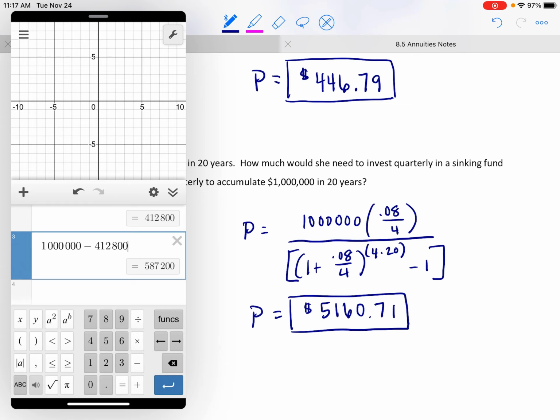Okay? So if you can predetermine a payment amount, then you can end up with some final desired amount that could be calculated. If you know the goal of where you want to get, then you can calculate a payment amount to reach that goal. So we have the annuity formula and the sinking fund formula to do either one of those things for us.